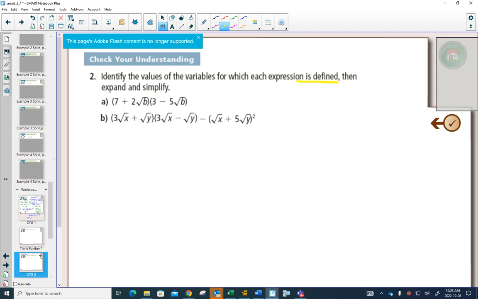So in part A, we look at, do we have any variables? Yes, we have the variable b. So we have to say, where is b defined? B is inside a square root, so you can't take the square root of a negative. Can you see that if b is a negative number, that would be bad? So as far as figuring out where things are defined in part A, we would say that b has to be bigger than or equal to 0.